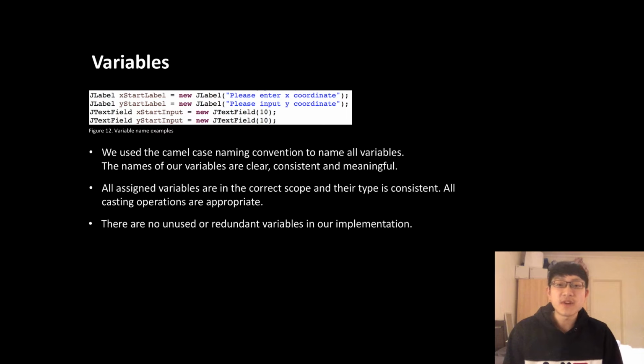Now let's talk about the variables. In our code, we use the camel case naming convention to name all variables. The names of our variables are clear, consistent, and meaningful. You can check out these examples in Figure 12. All assigned variables are in the correct scope and their type is consistent. All casting operations are appropriate. There are no unused or redundant variables in our implementation.